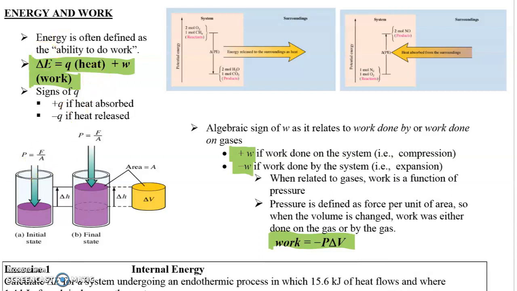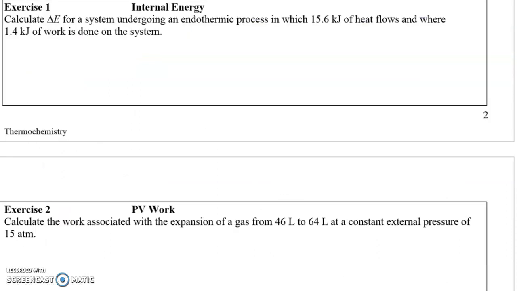As always, we know gases are the only thing that are really susceptible to pressure. So if you're talking about a gaseous system, then you might need to talk about pressure and volume in that regard. Our first example is looking at the basic work equation. We're looking for the change in energy for a system that's undergoing an endothermic process, and this is showing the work is done on the system. That's going to tell us whether Q and W are positive or negative.